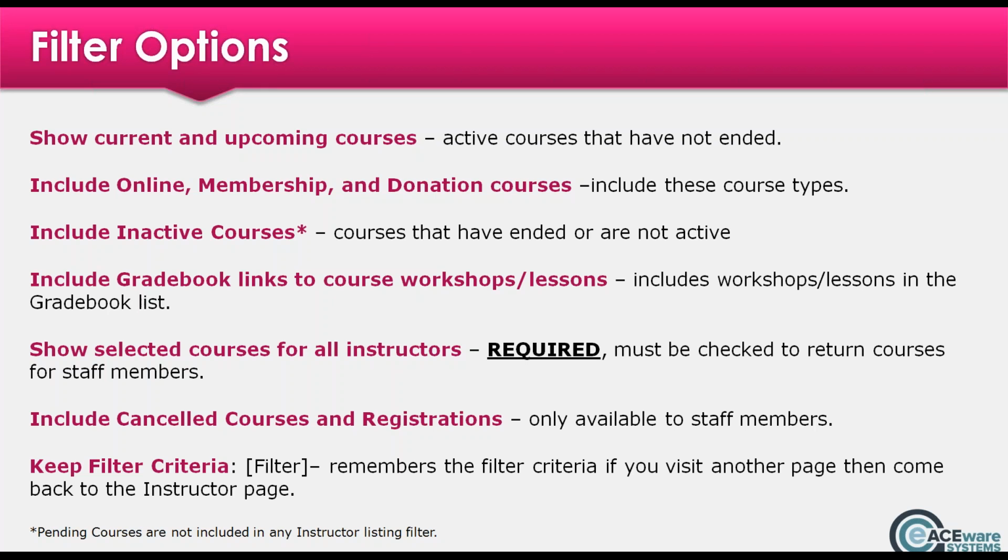Including inactive courses, again, be careful with this one. If you have a whole bunch of courses that are inactive and not archived, and you check this box, you could end up with a really, really long list, especially if you're not also using that date range filter. The include gradebook links to course workshops and lessons. Now this is going to allow your workshop and lesson type courses to also show in that gradebook list. So if you do have a workshop course that has 15 different workshops, that's adding 15 more entries in that list. So again, if you know that the course that you're looking for is not a workshop course, then leave that option unchecked, and that'll keep that to a more succinct set of results.